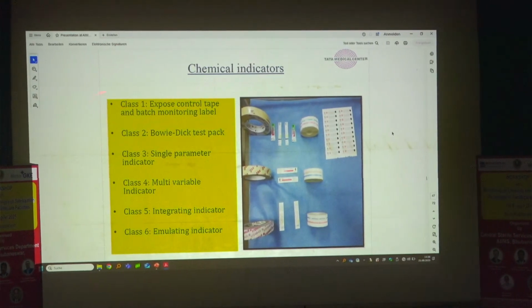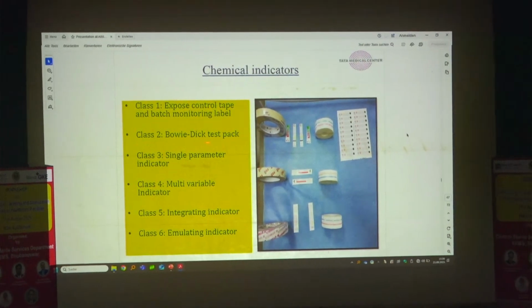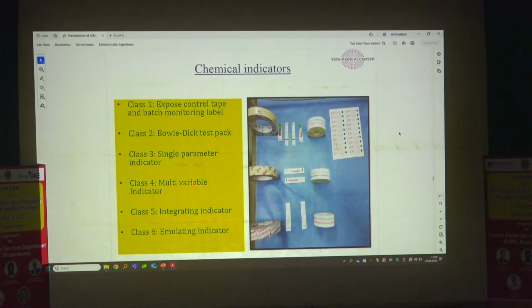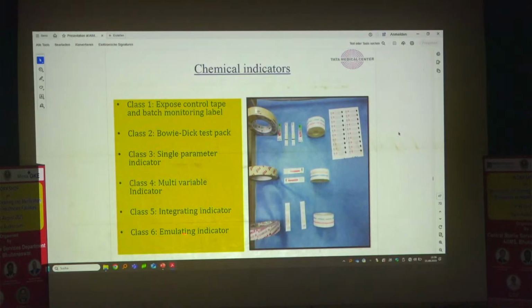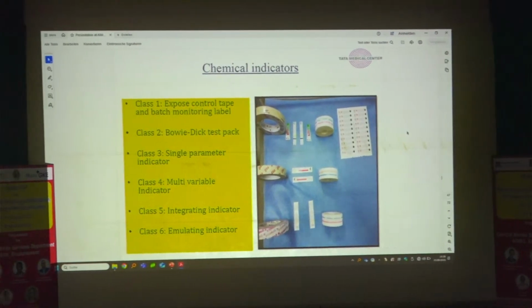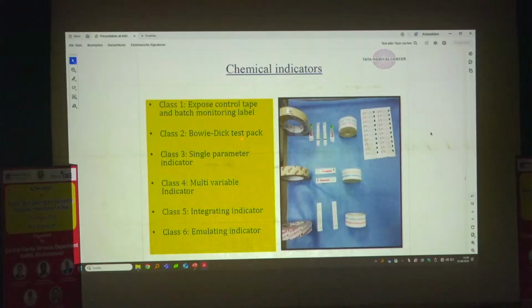Chemical monitoring: there are class 1 to class 6 indicators, where class 1 is exposure control tape, class 2 is the Bowie-Dick test pack. I will show you in the next slide. Single parameter indicator is class 3, multi-parameter indicator is class 4, integrating indicator is class 5, and class 6 is the emulating indicator. So what is exposure control tape? Exposure control tape is outside the surgical set. It cannot deliver the message that the instruments are completely sterilized, but it lets the user understand that the instruments have gone through the sterilization process.